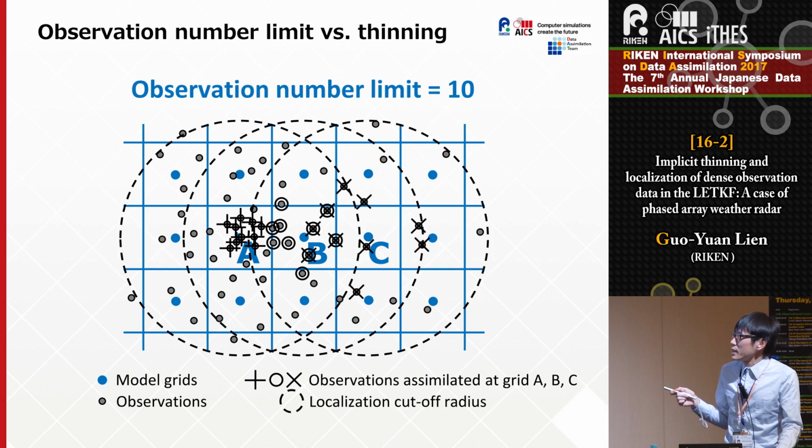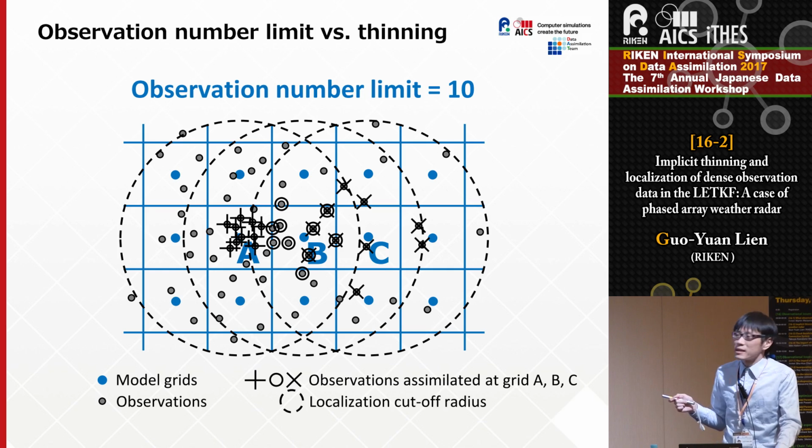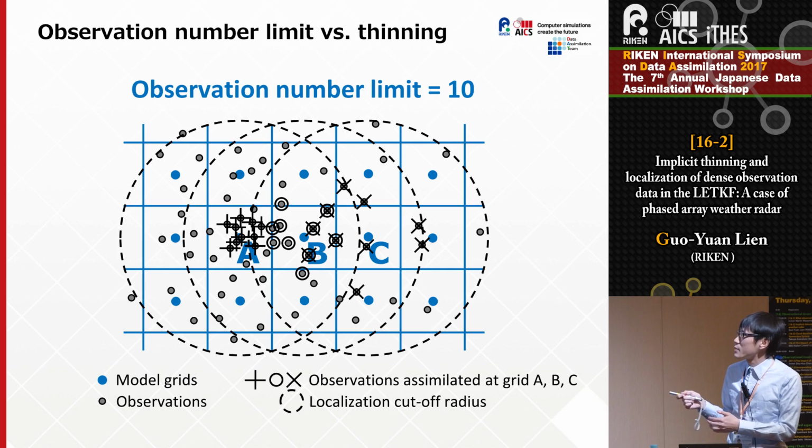So if we apply the observation number limit, what observations are picked up by this method? We input the original observation data, and in the LETKF, they pick up the 10 closest observations for these three grid points. So we pick up the observations like this. In the dense observation area, the real localization cutoff radius becomes smaller, and in the sparse area, it becomes larger.